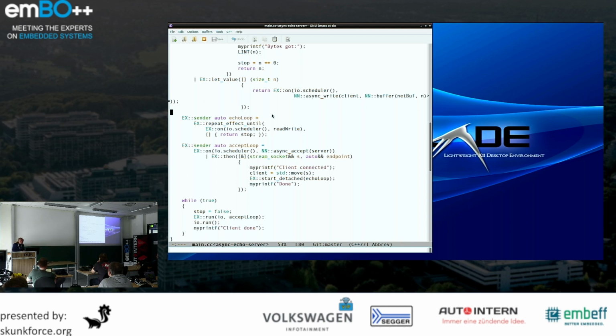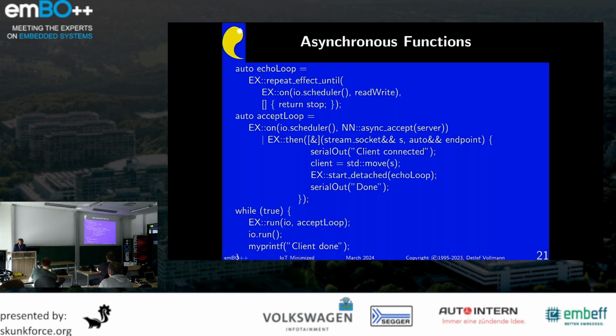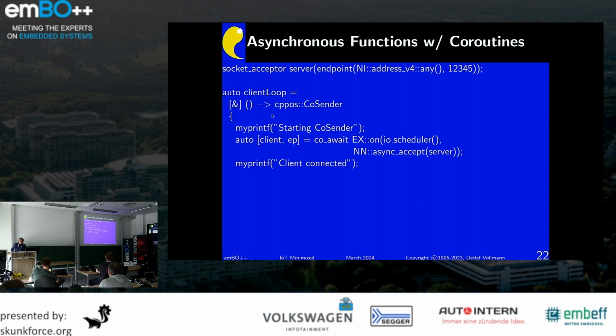And this one kind of works, but only for one client. It doesn't really do the reaccept correctly. So I don't show this one. But instead, I just show the version with the coroutines. And that is actually, from the programming, much simpler.